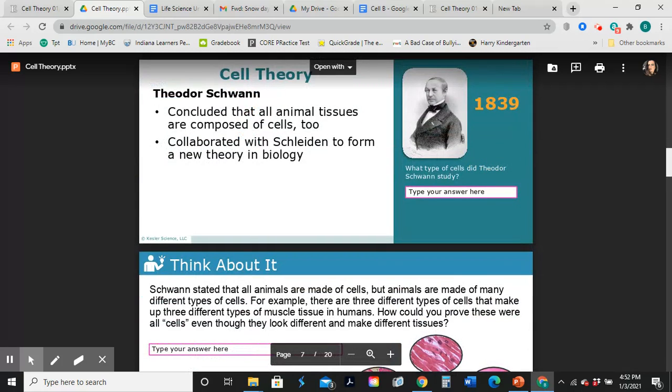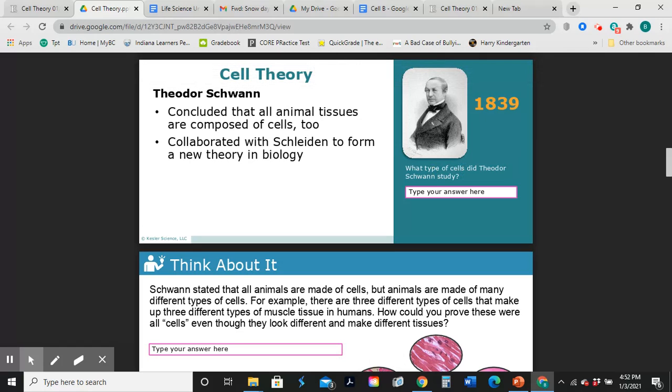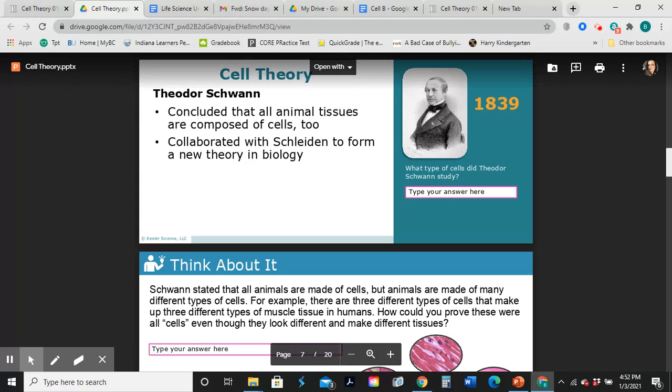Theodor Schwann concluded that all animal cells were composed of cells too. He collaborated with Schleiden to form a new theory in biology. What types of cells did Theodor Schwann study? You're going to type your answer in right here.